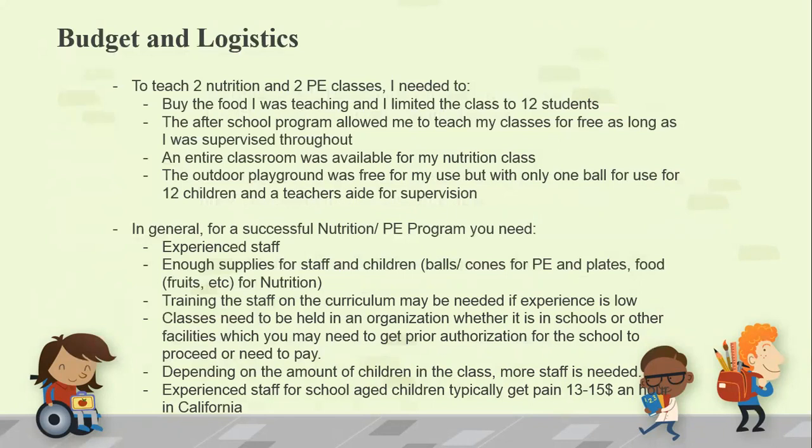In general, for a successful nutrition and PE program, you need an experienced staff and enough supplies for staff and children, such as balls and cones, and for the nutrition part, you need food and different supplies. Training the staff on the curriculum may be needed if their experience with children is low. Classes need to be held in an organized organization, whether it's a school or a facility, and sometimes it may not be free. Then, depending on the number of children in the class, more staff is needed. Experienced staff for school-age children typically get paid around $13 to $15 an hour in California.